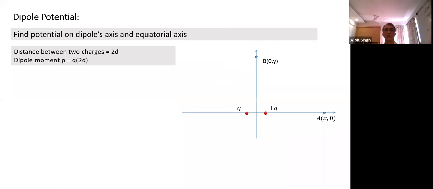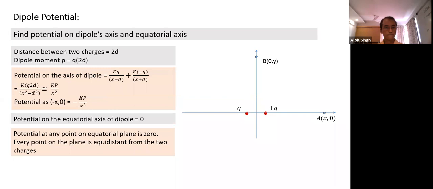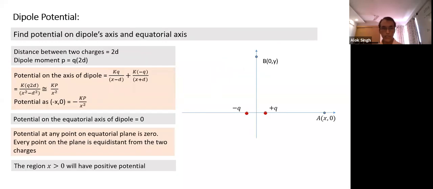Okay. Find the potential on the dipole's axis and equatorial axis. We have done that part as well. In a similar way, just recall that point. What is this? Just go through. On the positive side, what is the potential here? Advay, what is the potential at this point? If we take a point on the axis of the dipole at a distance x, what is the potential? Advay?